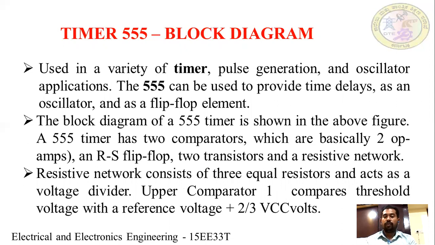The block diagram of the 555 timer is shown in the figure, and a 555 timer has two comparators, which are basically two op-amps. There is one RS flip-flop, two transistors and a resistor network. The resistive network consists of three equal resistors and acts as a voltage divider. The upper comparator compares a threshold voltage with a reference of 2/3 VCC volts.